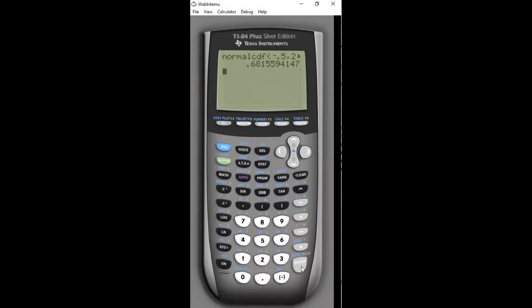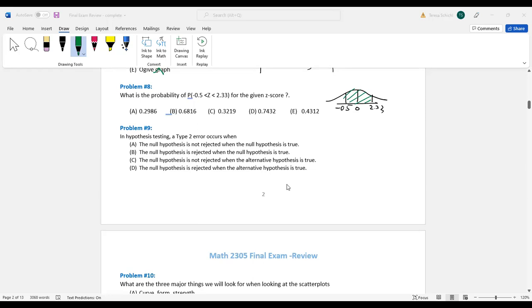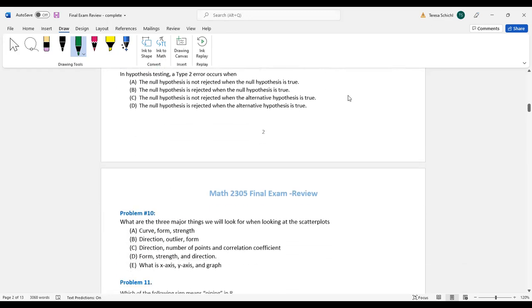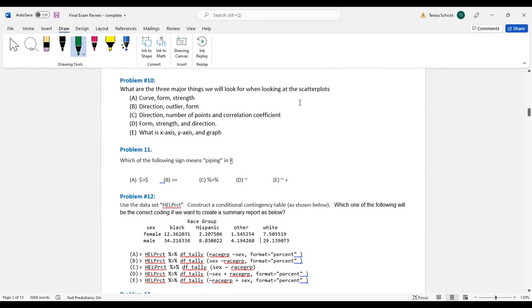So let's see what we have here. We have 0.6156. Okay, right now let's go back to our exam review. So the calculator gave 0.6156, so what is the closest one here? It is B, right? So it's 0.6156. Okay, let's take a look at number 10 here.